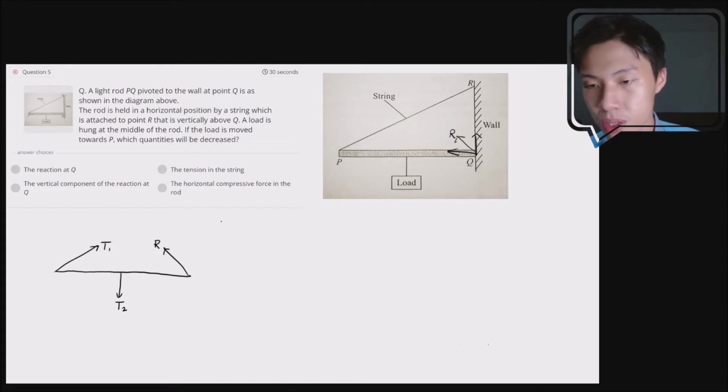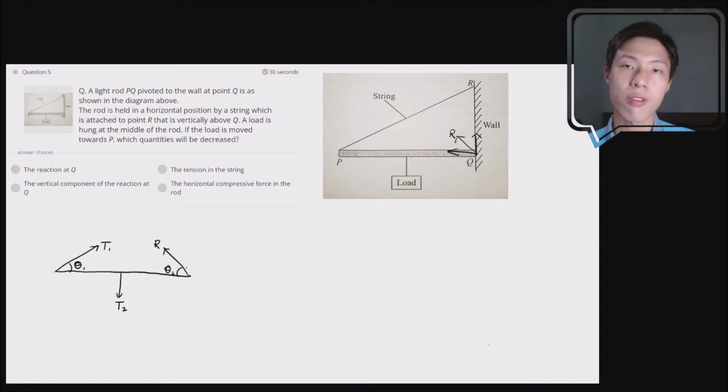Okay, so that's it. If I want to label, let's label this as theta 1. Let's label this as theta 2. So we have asked ourselves the 5 questions. Thankfully, we are done with the free body diagram.